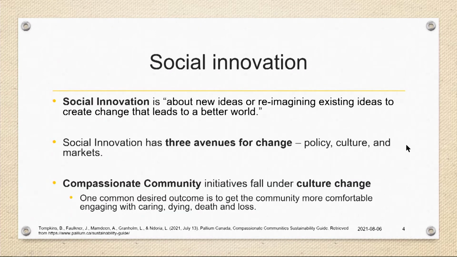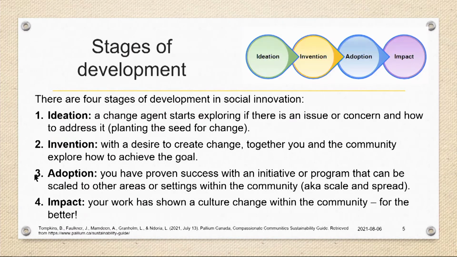So let's get into social innovation. Again, we want to talk about social innovation just so everybody really understands what this is and the stages. Social innovation really is about either a new idea or reimagining a way of addressing an issue or a concern, and ultimately, creating change for the better in the world. Social innovation is usually done through 3 streams. There's policy, there's culture change, and then there's markets, so money. Compassionate communities itself is an example of culture change, certainly because one of the common outcomes that most compassionate communities want to achieve is to create a change in culture in the community.